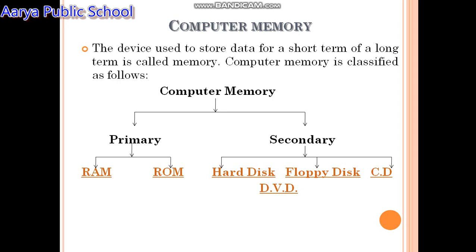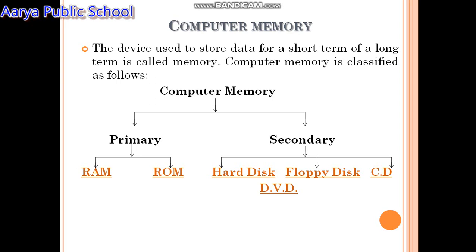In our computer system, there are two types of memory: primary memory and secondary memory. Secondary memory is also called permanent memory. In this chart we see computer memory. In primary memory there are two types, RAM and ROM. In secondary memory there are hard disk, floppy disk, CD, and DVD. These are the main structure of computer memory.